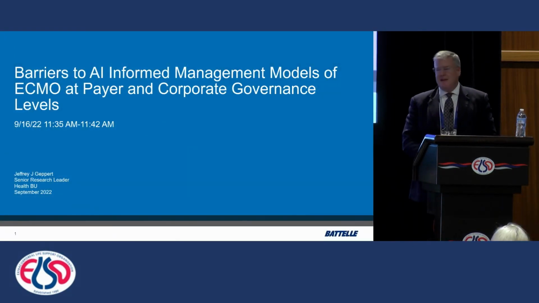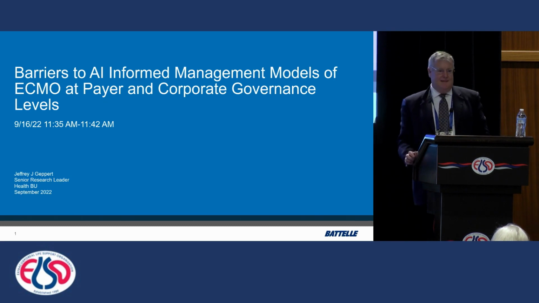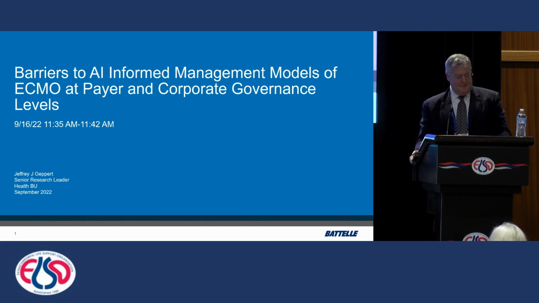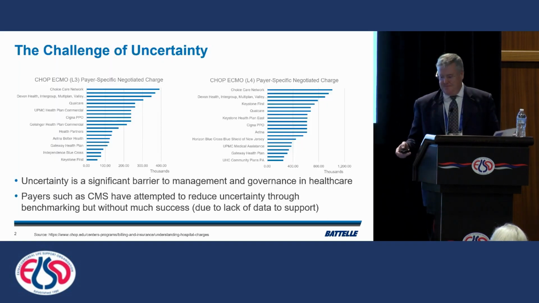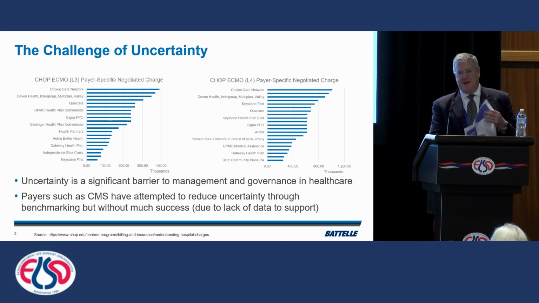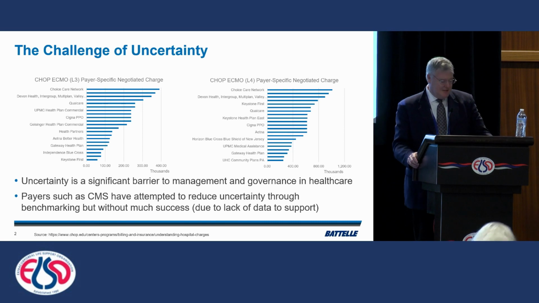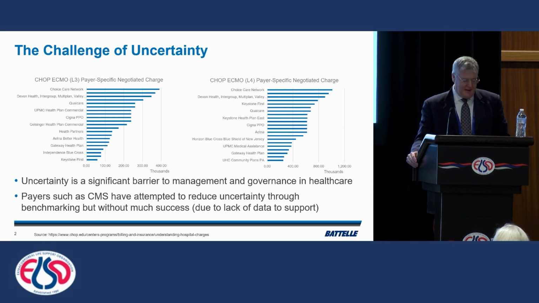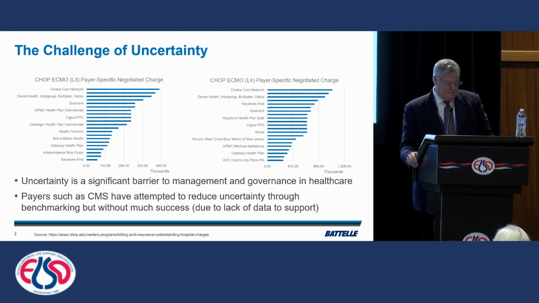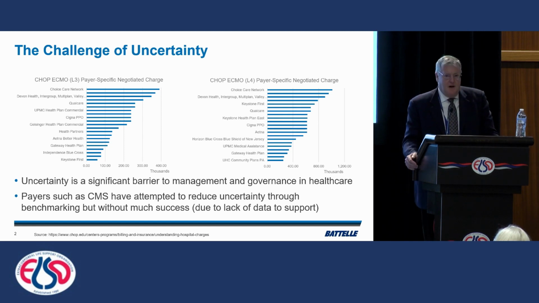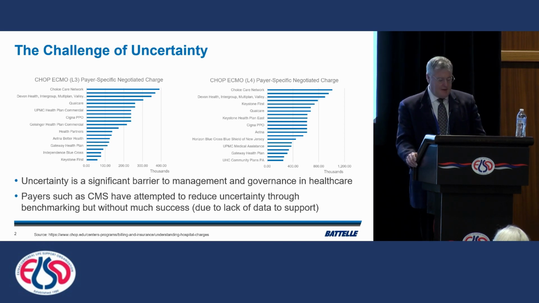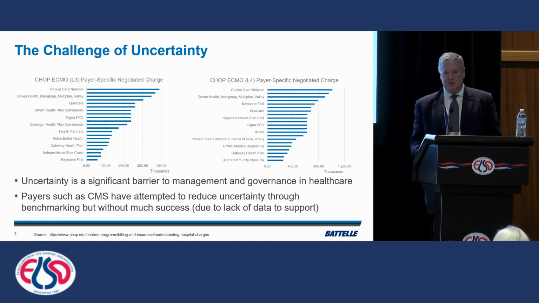Okay, so we've just heard some amazing applications of AI and some of the AI principles that speak to its potential, but what does it mean for governance? So Josh referred to healthcare as chaotic, and uncertainty is the major barrier to management and governance in healthcare. Payers like CMS have tried to manage this uncertainty mostly through benchmarking, but with uneven success, often due to lack of data. In 2019, CMS actually tried to establish separate benchmarks by cannulation type and indication for ECMO, but had to withdraw the proposal due to lack of data.